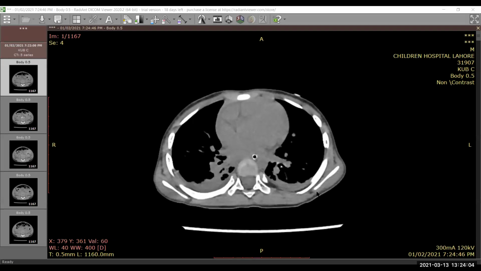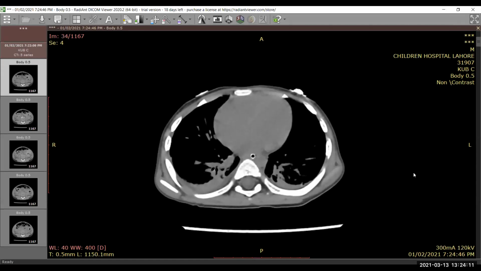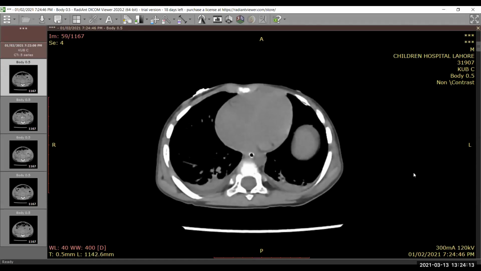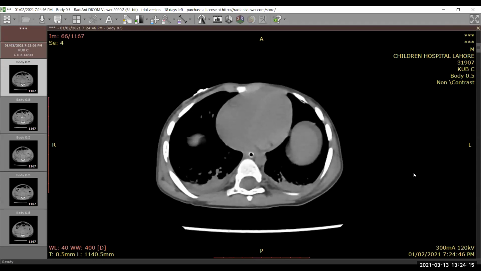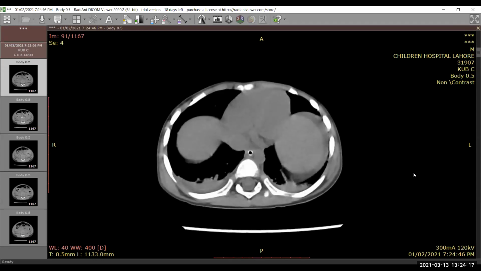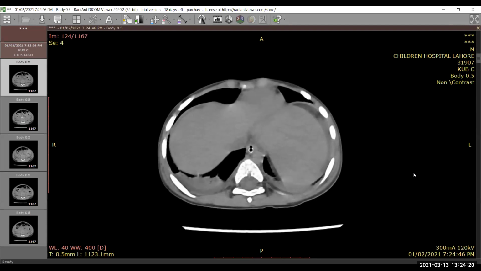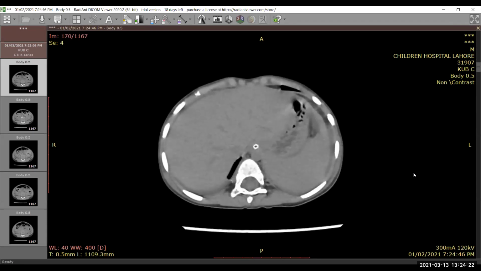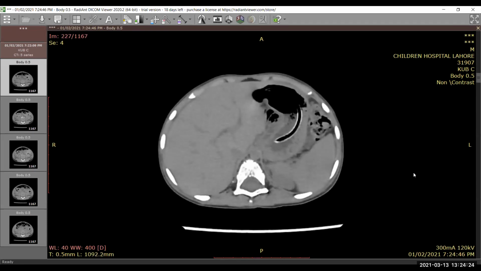So this is a CT of the chest of a patient coming with a road traffic accident. I can see the endotracheal tube. Sorry, I can see a tube that is here, and there is bilateral pleural effusion, and that is a nasogastric tube.